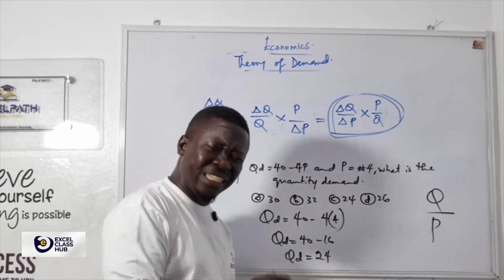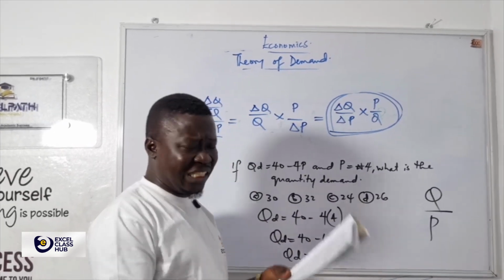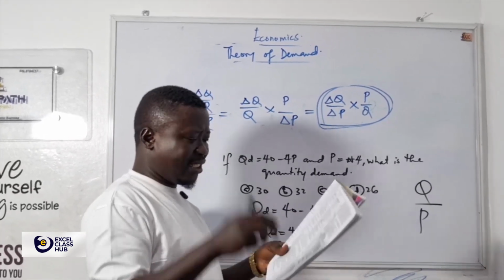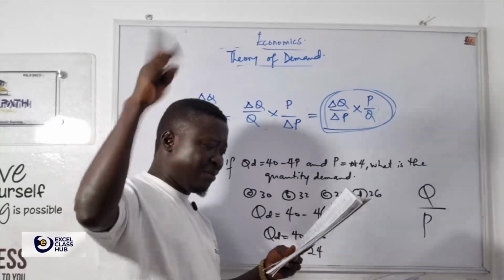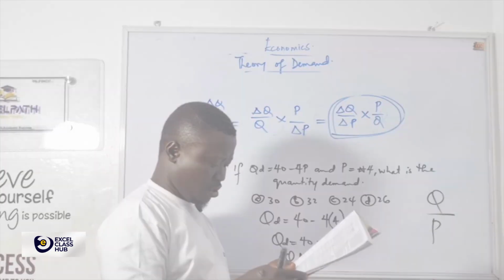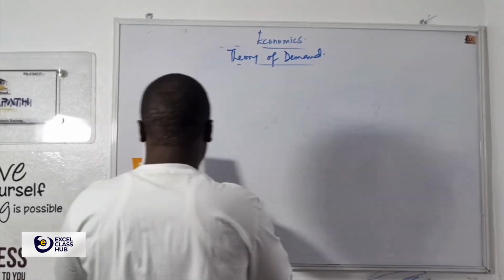JAMB will never ask you something like this again. This is too cheap for students like this now. We are in the computer age. 1979, if you look at the people that did JAMB that time, they are too old. 1986, question 17.